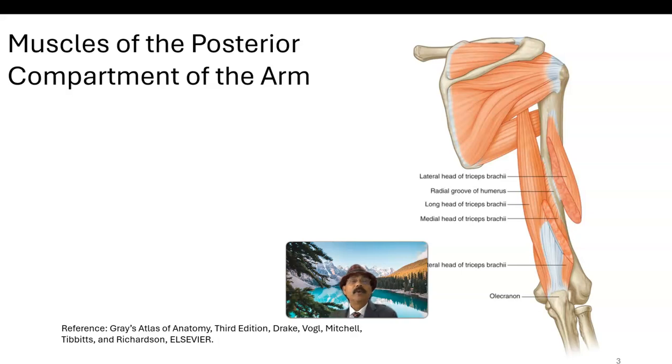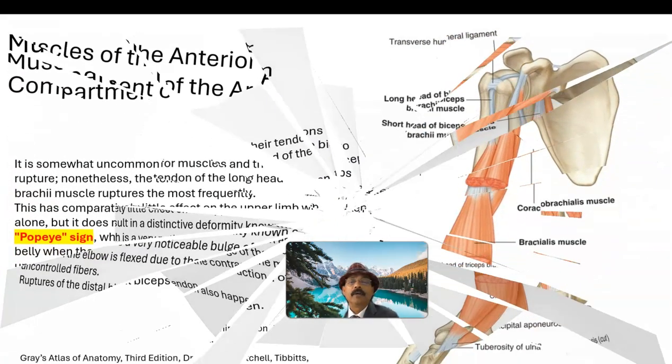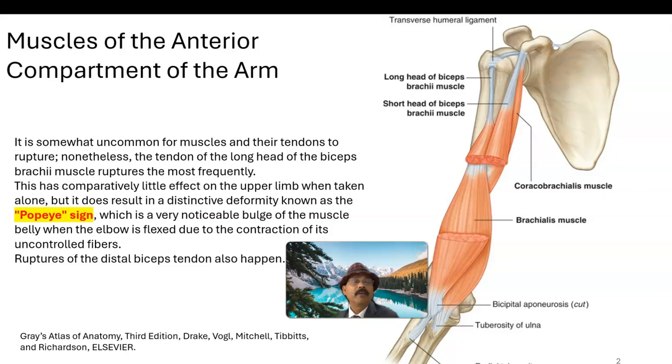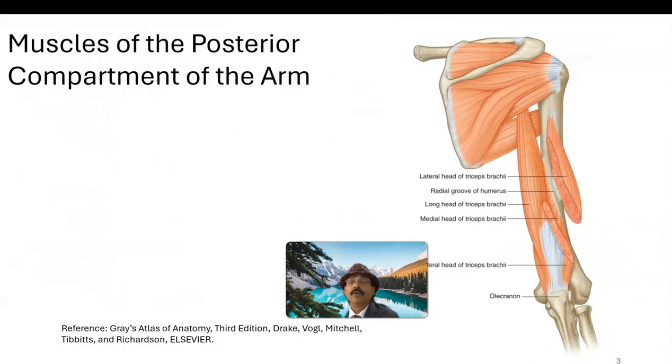Okay. So, muscles of the posterior compartment of the arm. We've done the anterior compartment. We got the Popeye sign and the biceps tendon jerk. Now we go to the posterior compartment. We have one main muscle, that is the triceps brachii muscle. Some books also add the Anconeus.